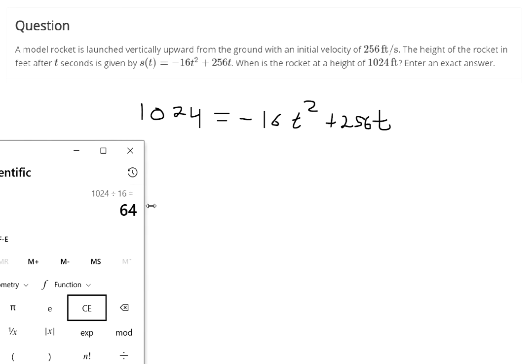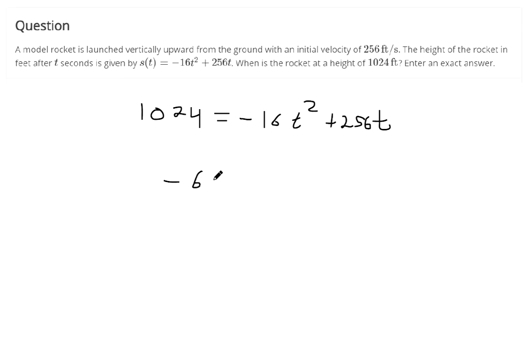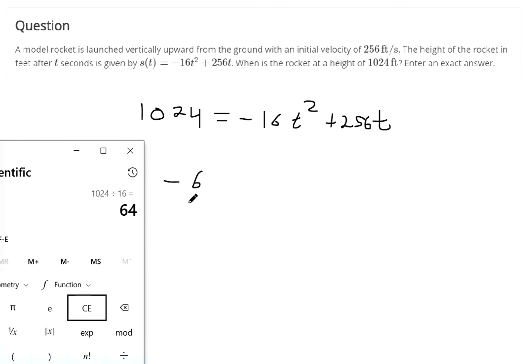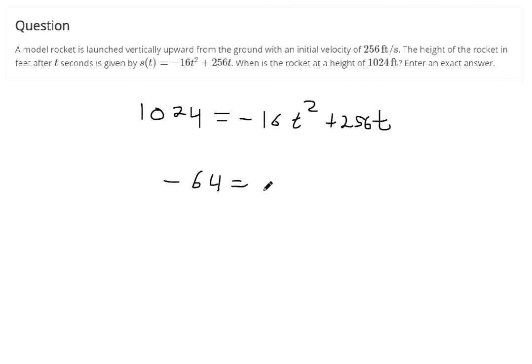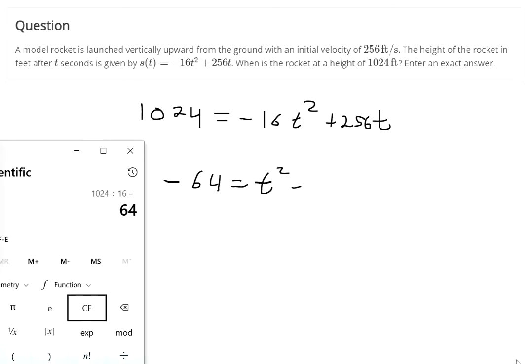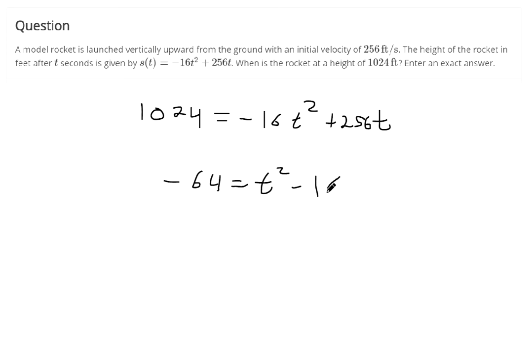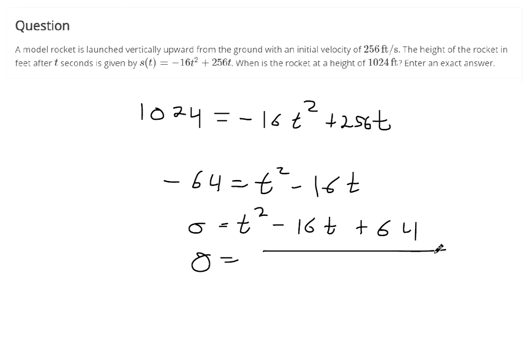After all these years teaching math, I know 1,024 divided by 16 comes up so much. But that's negative 64 equals t squared minus, because I'm dividing everything by negative 16. You don't have to do that. And then it's quadratic, so we like them set equal to 0. Makes it way easier to solve. So I had to add 64 to both sides. And that's something I can factor.